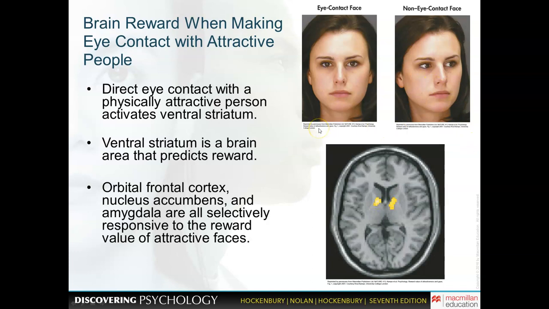Okay, the eye contact, remember, ignites certain parts of the brain. And I went ahead and listed a couple of those. Direct eye contact with a physically attractive person activates what's called the ventral striatum, however you like to pronounce that. That's the part of the brain that tends to predict reward, like, hey, good things are going to happen here, and you'll be rewarded for this beauty, it will result in something positive for oneself. Be rewarded for that eye contact. A couple other areas I did list are the orbital frontal cortex, the nucleus accumbens and the amygdala, and those are all responsive to the reward value of attractive faces.